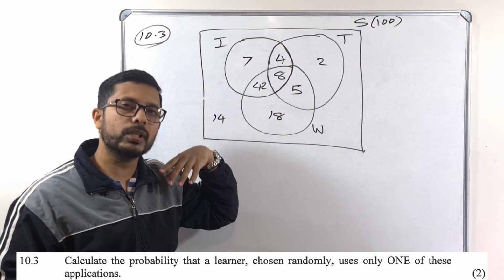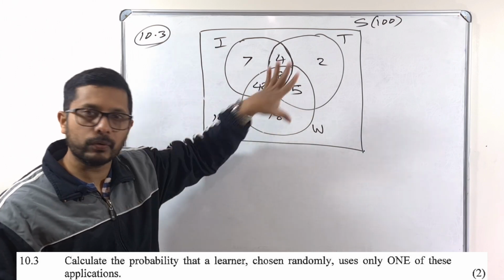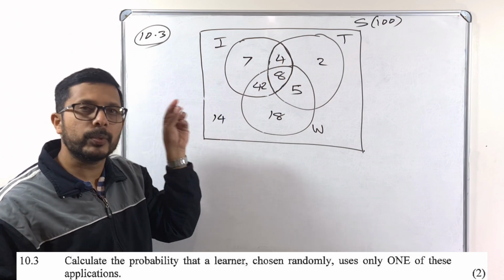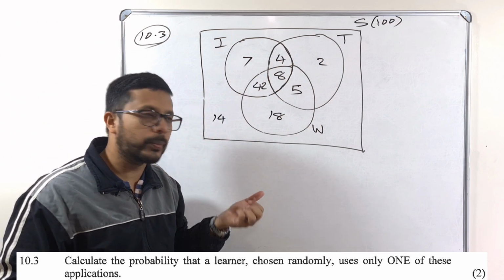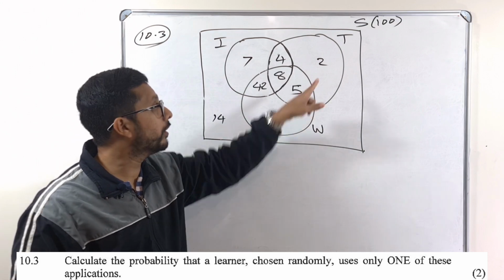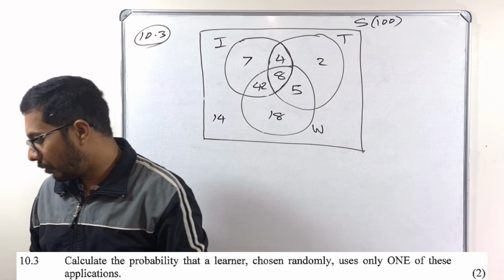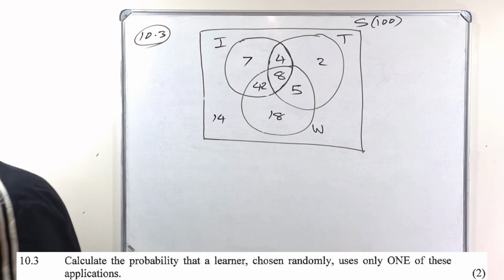How many people are using all of them? 8. How many people are not using any of them? 14. How many people are using only WhatsApp? 18. How many people are using only Twitter? 2. Only Instagram? 7. Okay. So now let's go to the next question, 10.3.